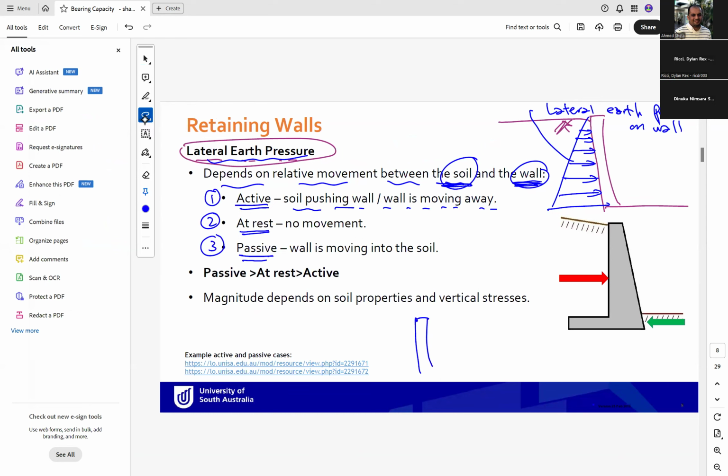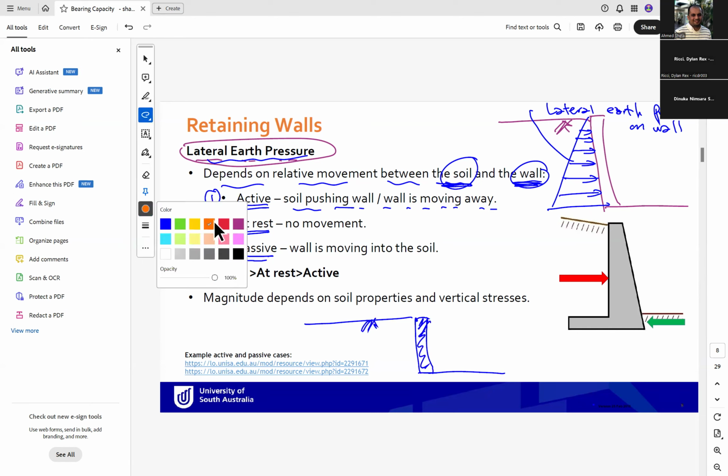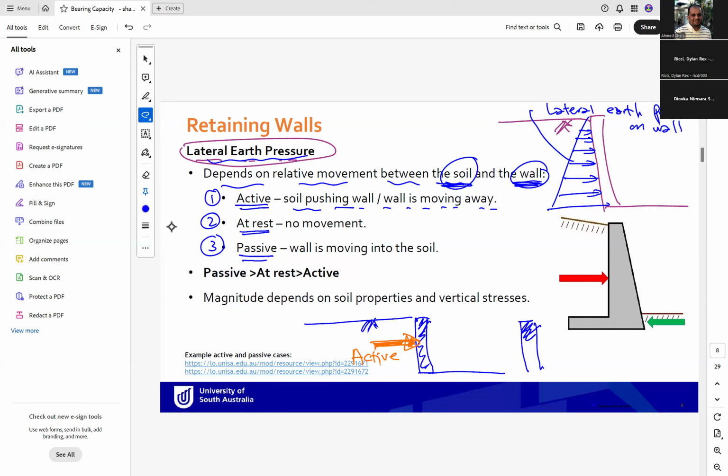Okay, so we have the first case, active. The active means the soil is pushing the wall in this direction. So this is called active case. The second case, or the third case, is passive, just to show the difference, because this is the main part. The passive case means the wall is moving into the soil. So the passive movement is in this direction when the wall itself moves towards the soil. So this is called passive pressure or passive case.